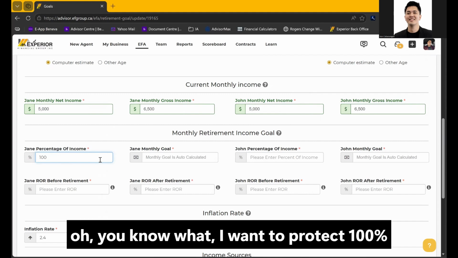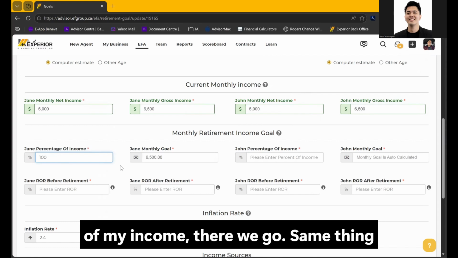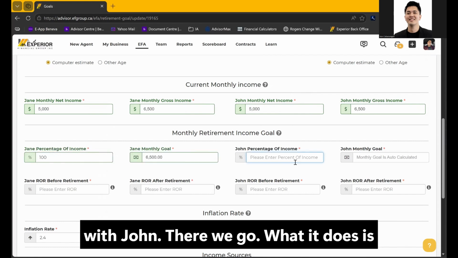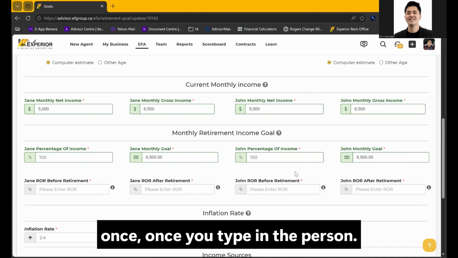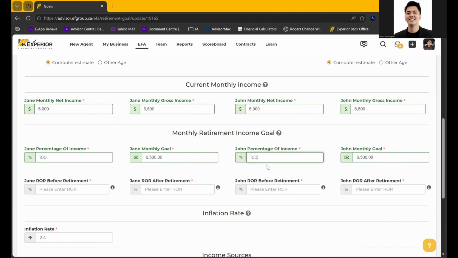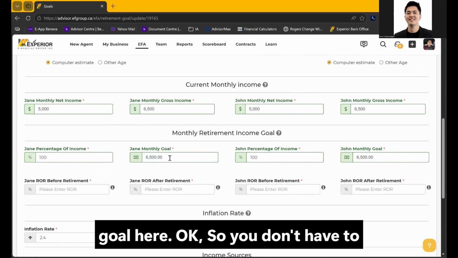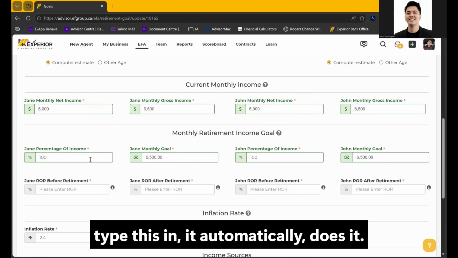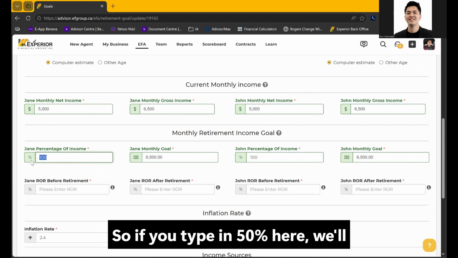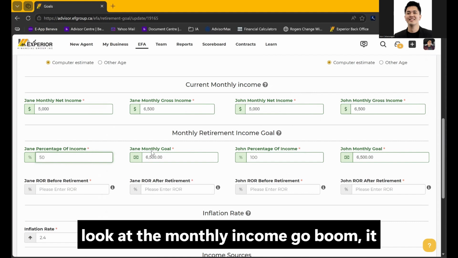And if they say, oh, you know what? I want to protect 100% of my income. There we go. Same thing with John. What it does is once you type in the percentage, it automatically shows the monthly income goal here. Okay, so you don't have to type this in. It automatically does it. So if you type in 50% here, look at the monthly income goal. Boom, it changed automatically.